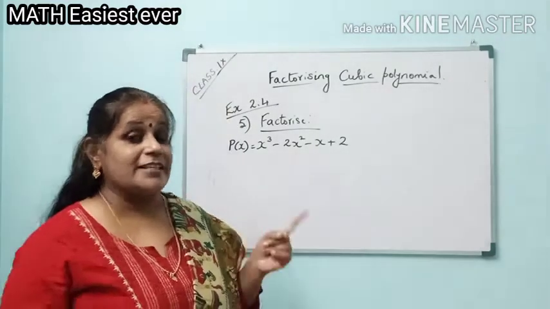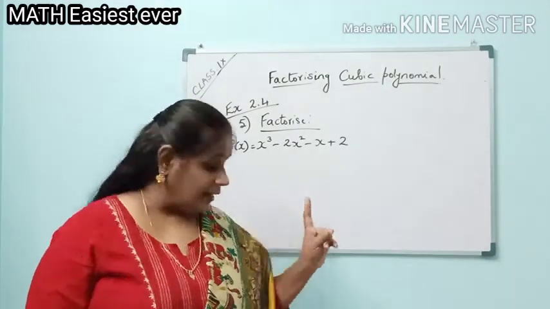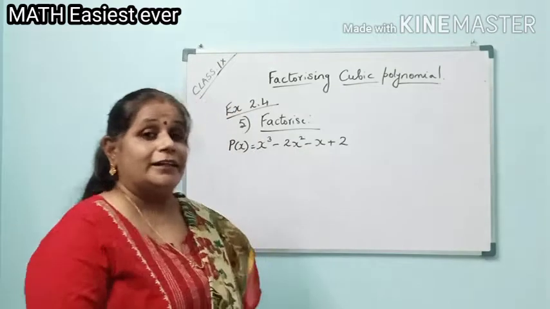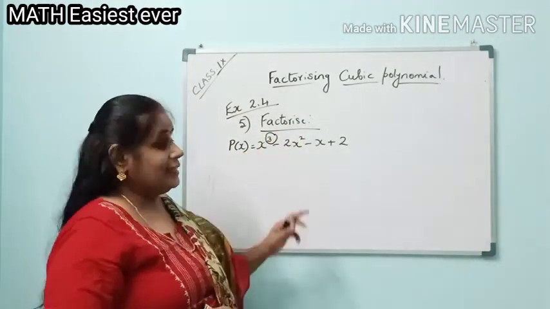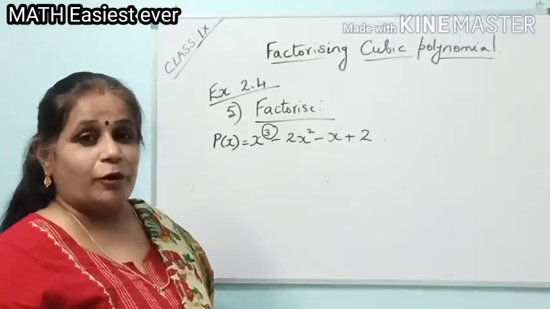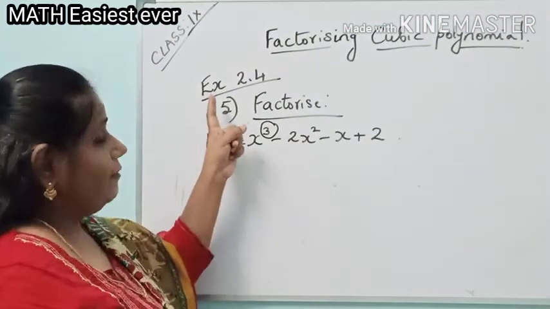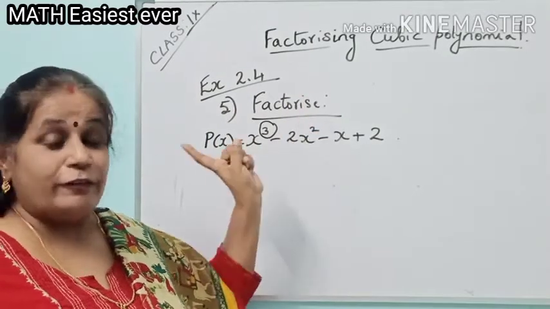That was factorizing a quadratic polynomial, that is the degree will be 2. Here the cubic polynomial means the degree of the polynomial will be 3. This is a cubic polynomial. Okay, I am going to give the same question. It's given in your exercise 2.4, fifth question.